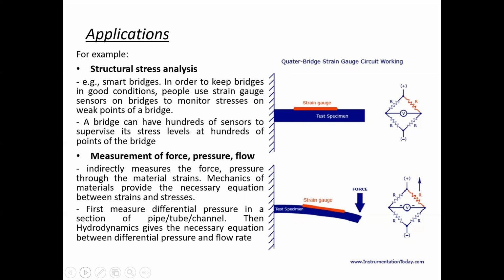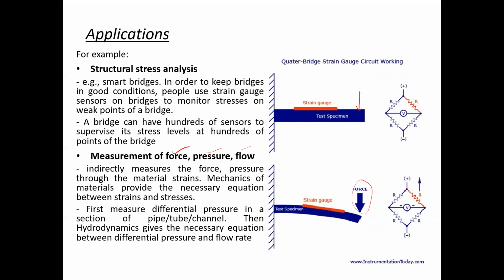And also, it has already been mentioned that the strain gauge can also be used for measurement of force, pressure, or flow. For example, two figures are shown over here. Suppose this is the test material, on top of which a strain gauge is attached, and we are connecting this strain gauge to one of the arms of the Wheatstone bridge. Whenever a force is applied in the downwards direction, as shown over here, the strain gauge is going to get expanded.